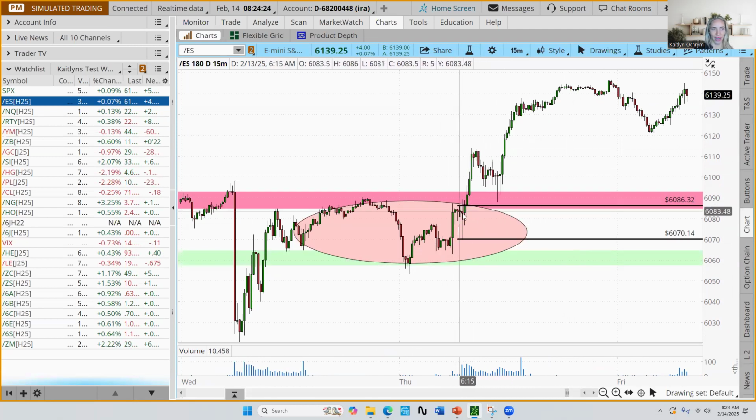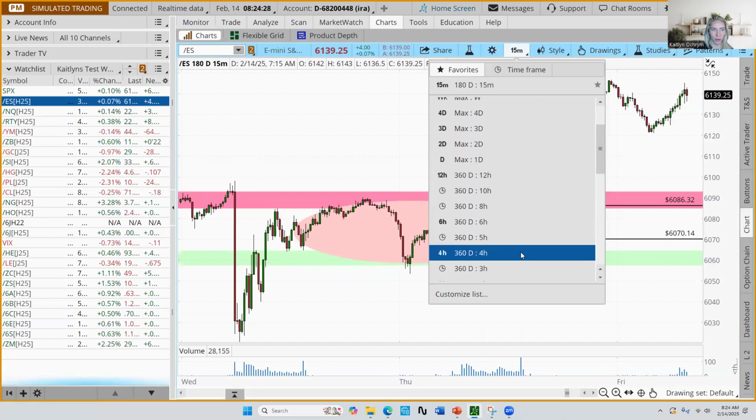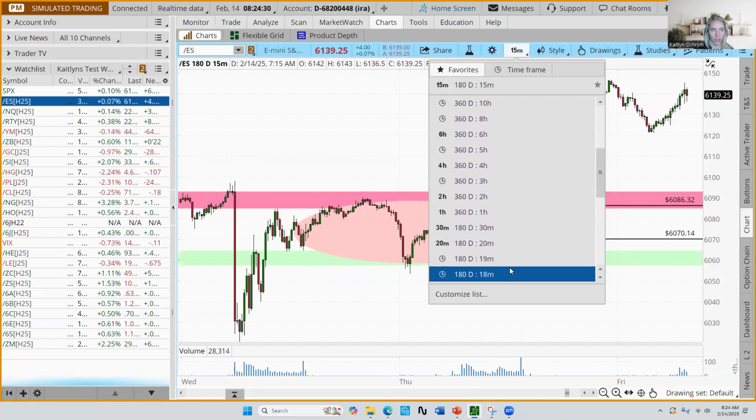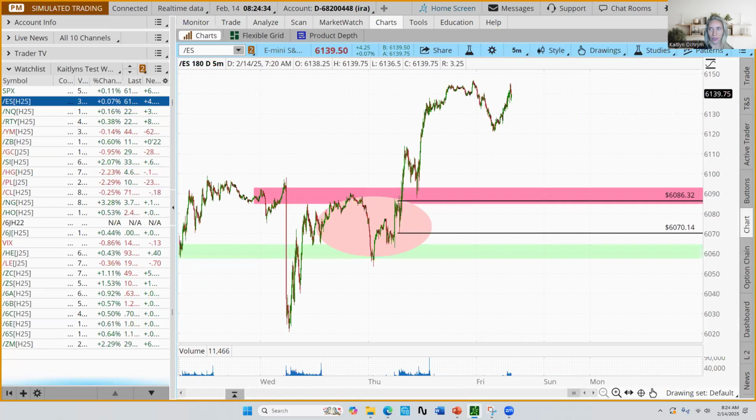This is just where we're finding a really strong zone. All right, let's come down to a 5-minute, see if we can make it smaller, and then I'll set up this trade. 5-minute.